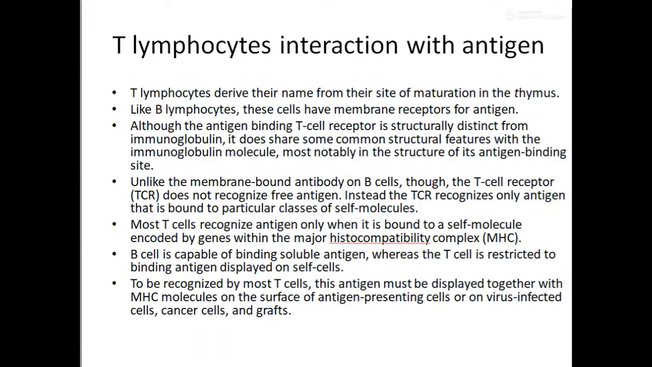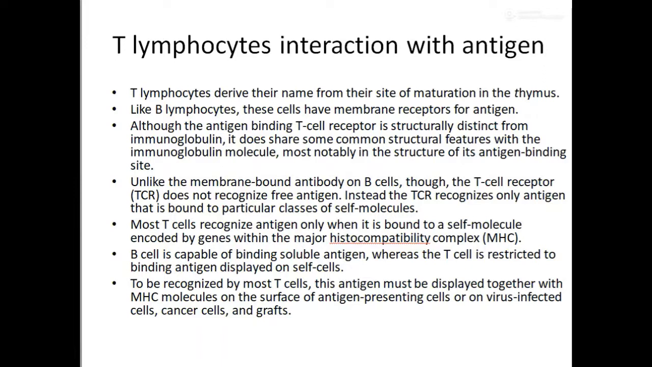And you can see that unlike the membrane bound antibody of B cells, the T cell receptor does not recognize a free antigen. Instead, the T cell recognizes only antigens that are bound to a particular type of self molecule. And most T cells will recognize the antigen only when it is bound to a self molecule encoded by genes within the MHC. So let me just make it simpler for you. If you consider the B lymphocytes, all the soluble antigens of the pathogen present in the blood can directly come and interact with the B cell receptor of the B lymphocytes.